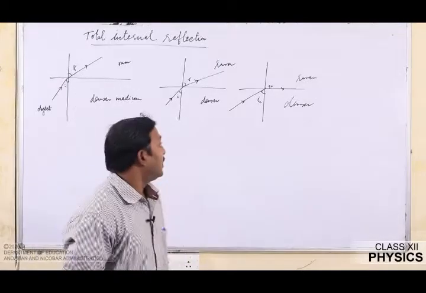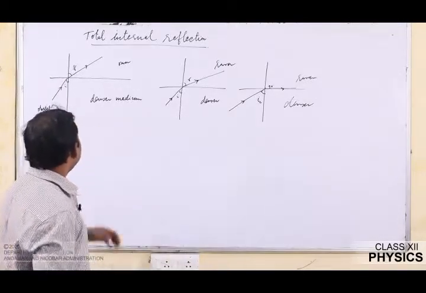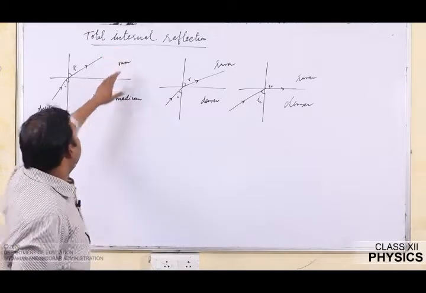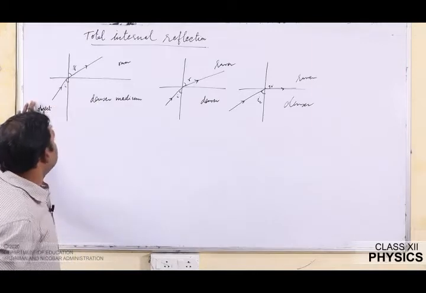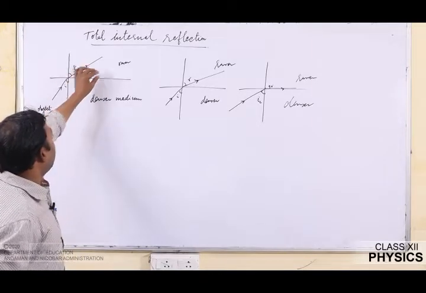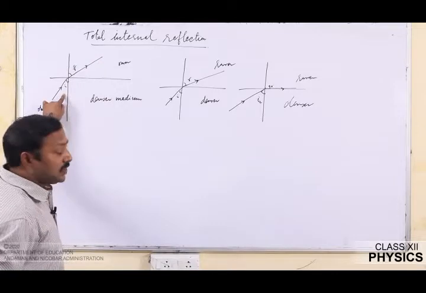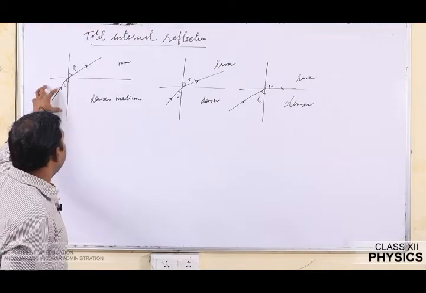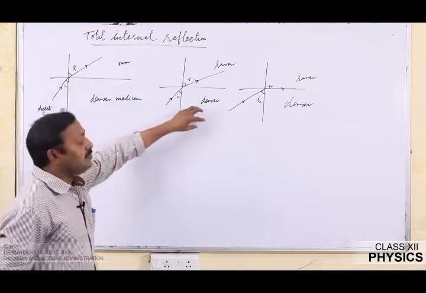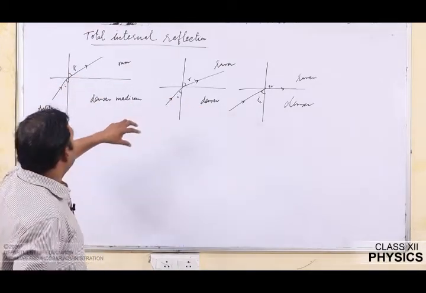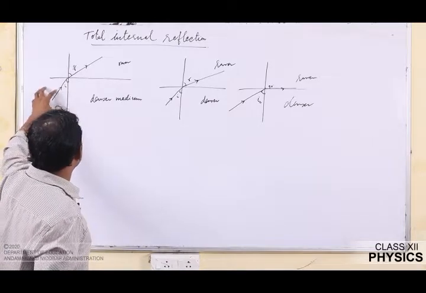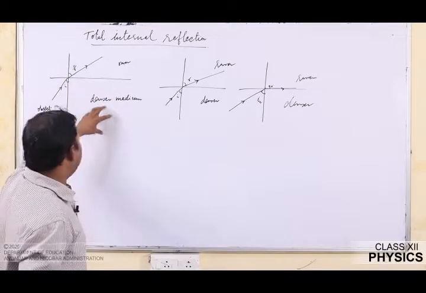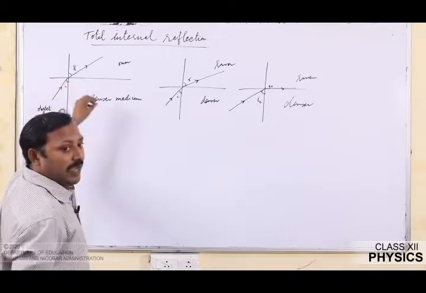Next, we will see total internal reflection. The definition of total internal reflection says that it is the phenomenon in which a beam of light that arises from the object in the denser medium, when it enters into the rarer medium, if the angle of incidence is more than the critical angle of incidence, reflects back into the same medium. So, it is the phenomenon in which a beam of light which arises from the object in the denser medium reflects back into the same denser medium for an angle of incidence greater than the critical angle of incidence.